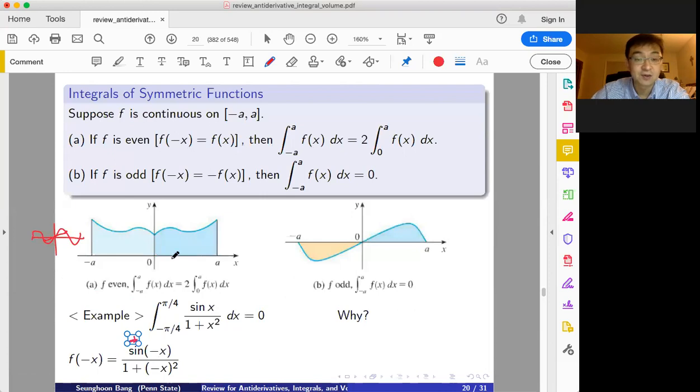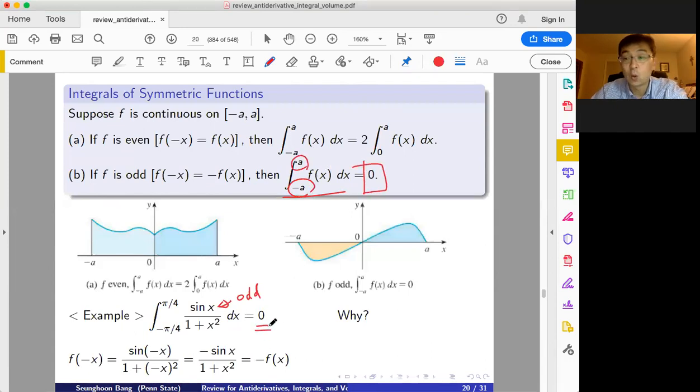Sine function, odd function, what does it mean? Sine of minus x is minus sine x. So like this, take out, we have minus f of x. What is this? An odd function. The integral of an odd function from negative a to a is 0. So we have 0. This is the whole idea.